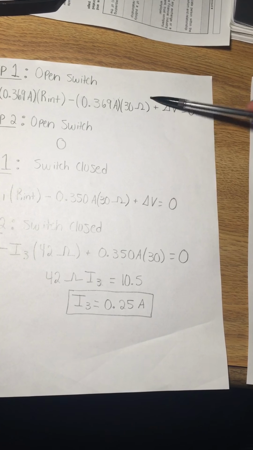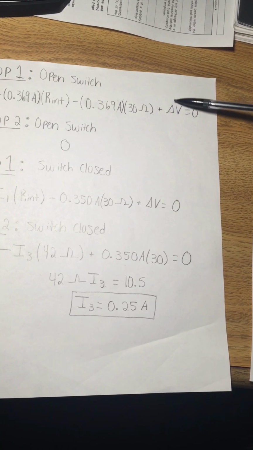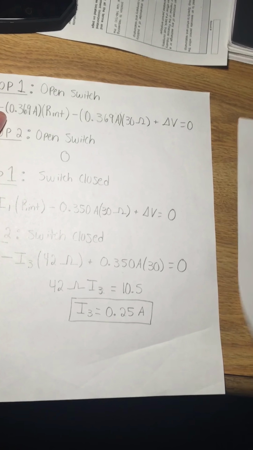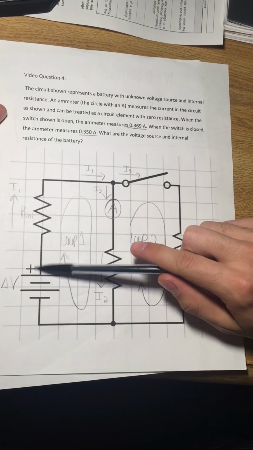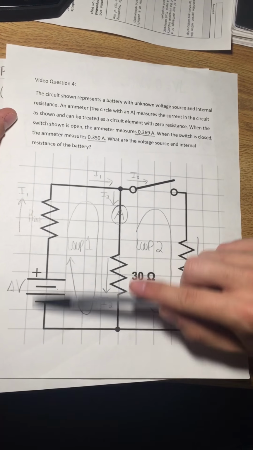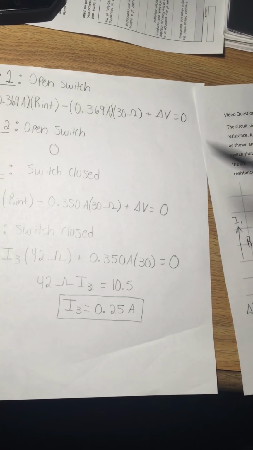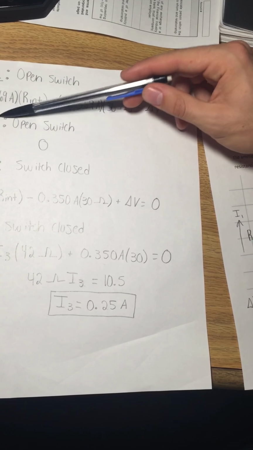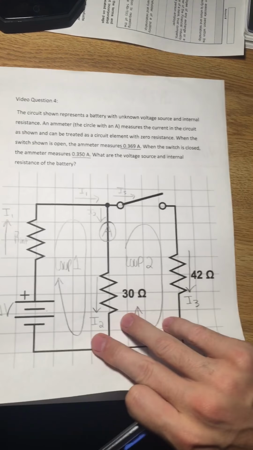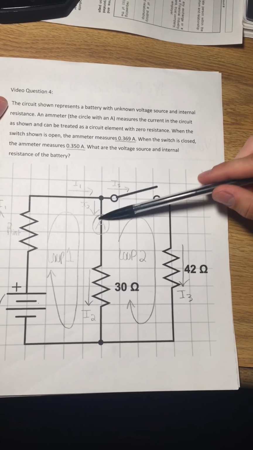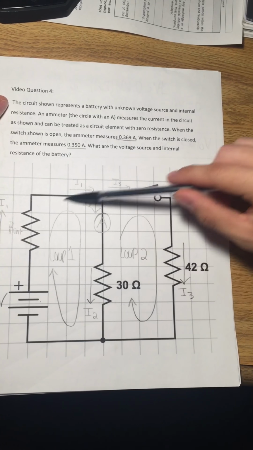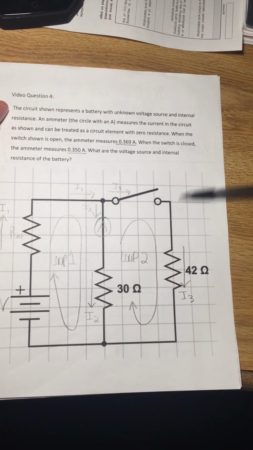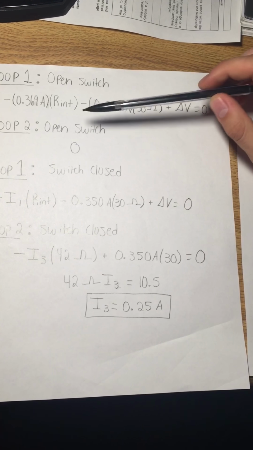And then we have the dV, which is always measured as V final minus V initial. V final here is positive, more than V initial, so we have a positive delta V. For loop 2 with the switch open, there's no current running through it, because when this is open, nothing is going through it. It's only running through loop 1, so loop 2 is just 0 with an open switch.